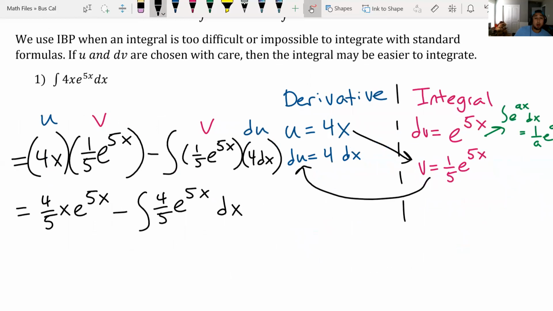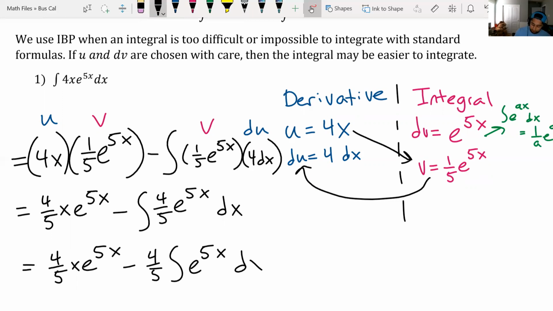Okay, I'm going to clean it up one more time. I'm going to take out that 4/5. You'll have 4/5 x e to the 5x minus 4/5 times the integral of e to the 5x dx. Okay, well, all we have to do is find the integral of e to the 5x dx, clean it up, and we're done.